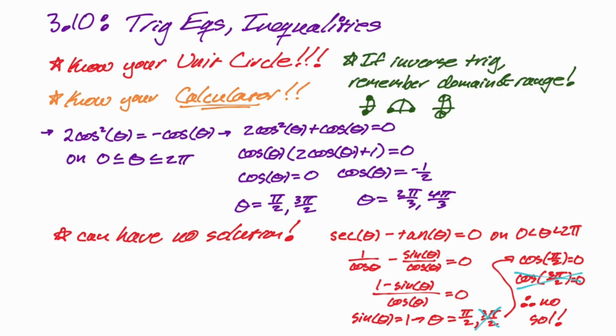Our only possible answer on 0 to 2 pi is actually pi over 2. But at pi over 2, cosine is 0, which means this expression is undefined, so there are no solutions. So it is possible to get no solution. Be on the lookout for that.